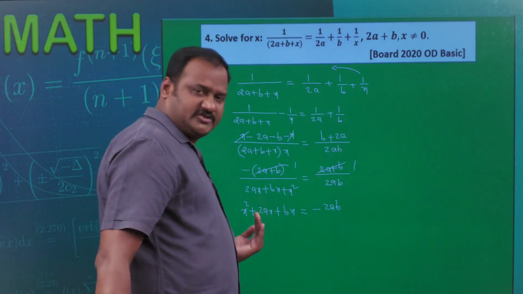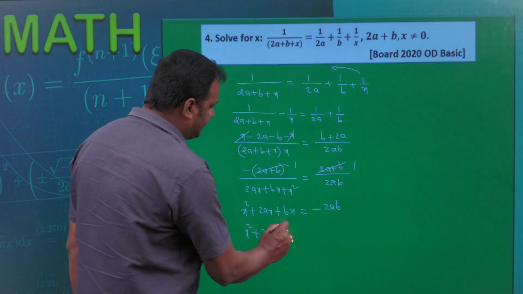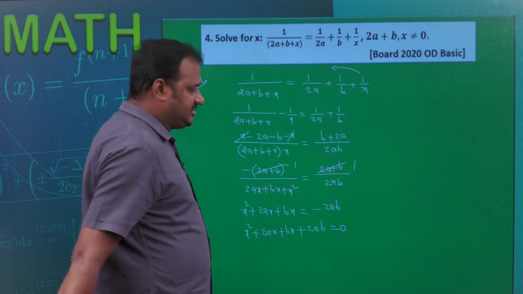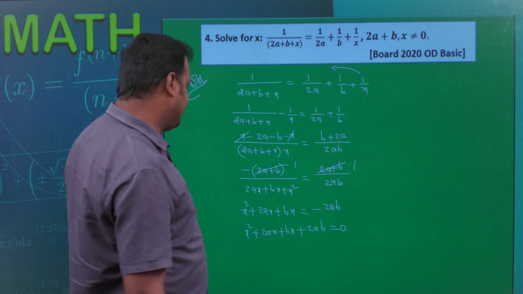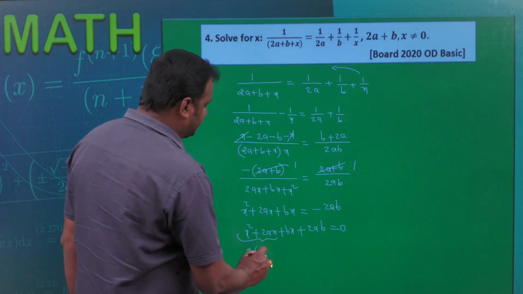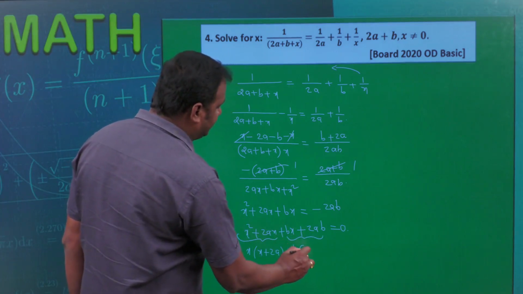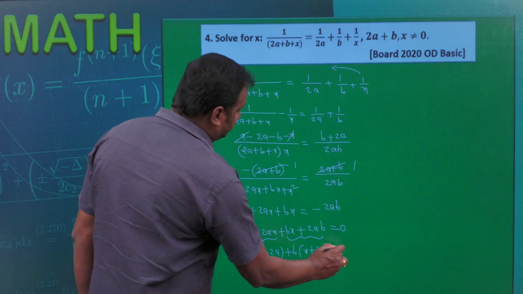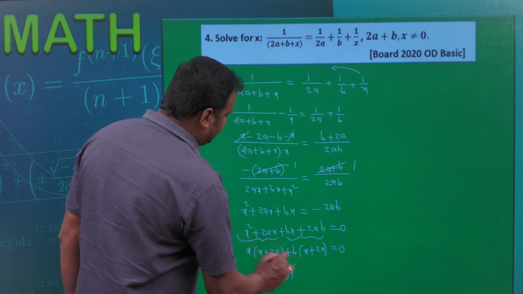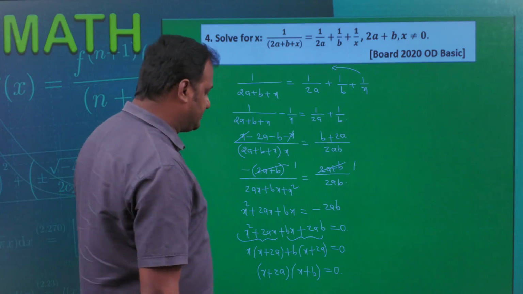Will you be able to transpose that towards the left hand side? Yes, it would be x square plus 2ax plus bx plus 2ab is equal to 0. Now see, there are totally 4 terms. If you observe clearly, from the first 2 terms we can take x common, that is x times (x plus 2a), and from the other 2 terms we can take b common, remaining (x plus 2a) is equal to 0. So totally (x plus 2a) is the first term into the remaining one (x plus b) is equal to 0. (x plus 2a) into (x plus b) is equal to 0.